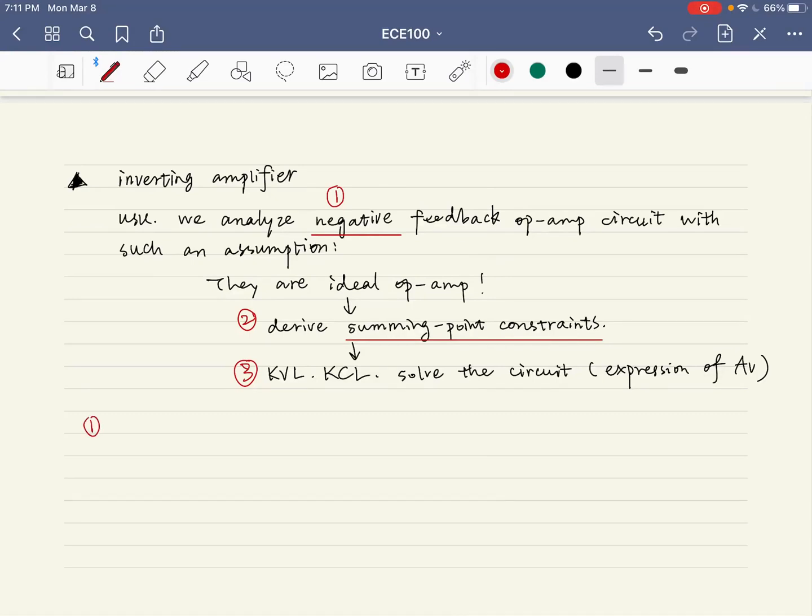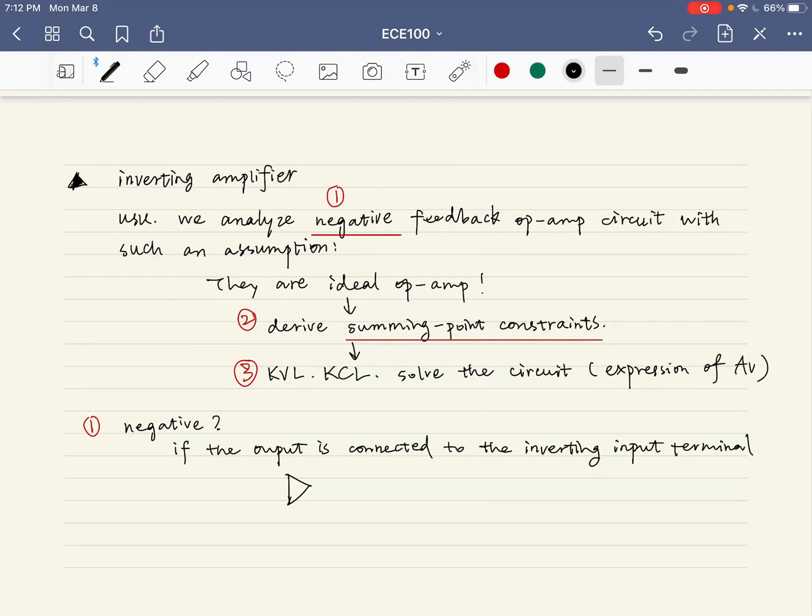In the first step, how to determine if a negative feedback exists? The rule is, if the output is connected to the inverting input terminal, we can say that it provides negative feedback. And intuition is, we have minus and plus, and this is the output. If we have a wire, maybe has a resistance on it, and then connect it back to the inverting terminal, we say that it is negative. If it is connected to the non-inverting terminal, we say it is positive. Alright.